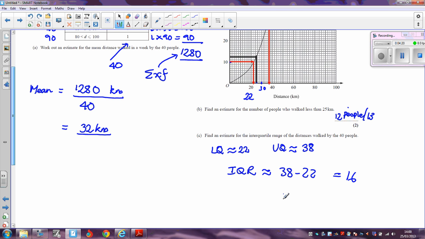And I think you would be allowed here anywhere between about 15 and 17 kilometers. Make sure that those lines are on your graph though.